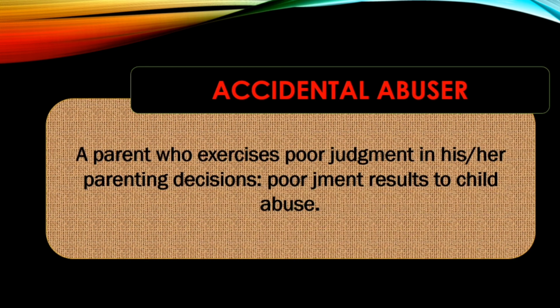Next is accidental abuser. A parent who exercises poor judgment in his or her parenting decisions. Poor judgment results in child abuse. So actually, no one intends to abuse. As the famous saying says, everyone is the hero of their own story. So naniniwala ba kayo doon that everyone is the hero of their own story? So if you ask an abuser why they do what they do, they probably won't say that it is in order to control or hurt people.